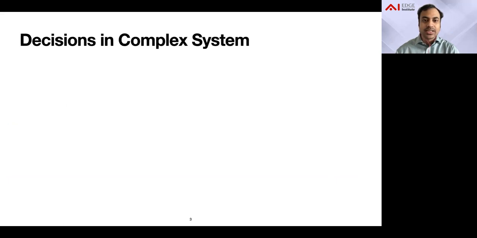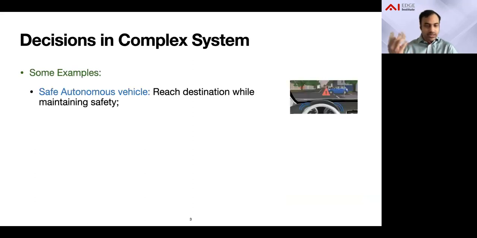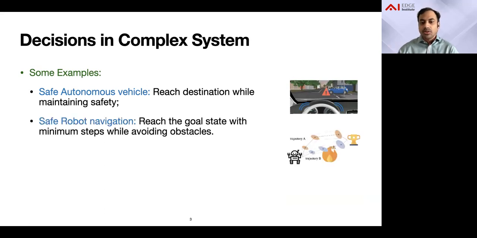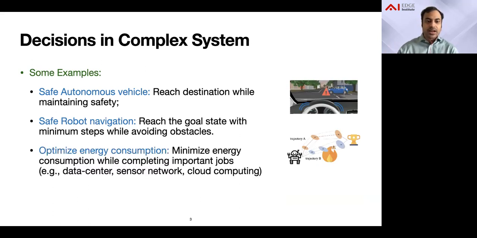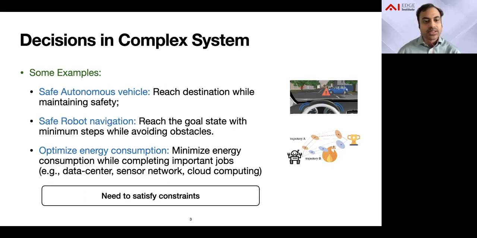Now, if you see decision making in complex systems, you will identify a common theme. For example, consider the autonomous vehicle. It wants to reach the destination in minimum time, but also wants to maintain safety and avoid collisions. A robot wants to reach the goal state in the minimum number of steps while avoiding obstacles. You can think of optimizing energy consumption: we want to minimize energy consumption while completing important jobs. It is a very basic question in a lot of applications in edge computing, for example data centers, sensor networks, cloud computing. As I mentioned, there is a common theme. All want to maximize their objective or minimize their cost, but need to satisfy some constraint.